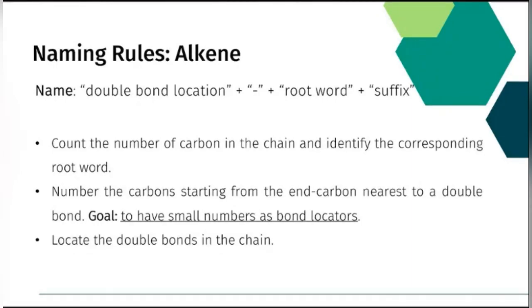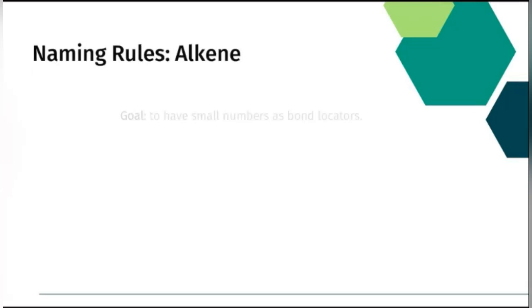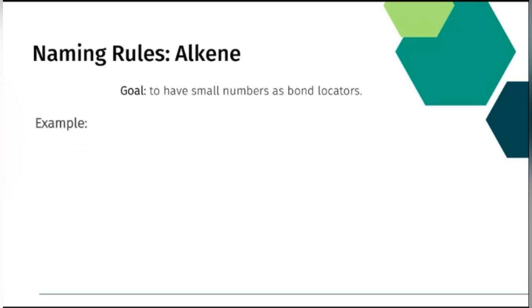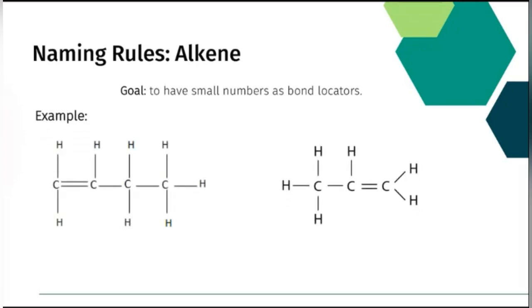So here, for example, again, the goal is to have small numbers as bond locators. We have these figures as our examples. For the first figure, the first step is numbering the carbons. So the question is, which carbon should you start with? From left to right or right to left? From the rule, start numbering from the carbon nearest to the double bond. So we will not start from the right. We will start from the left because the end carbon is the nearest carbon to the double bond. So we will start numbering here.